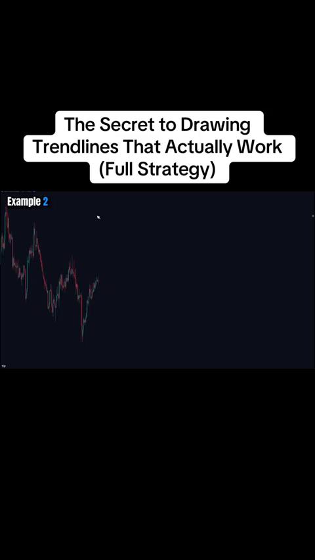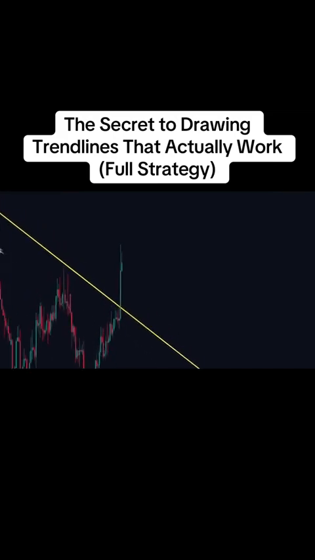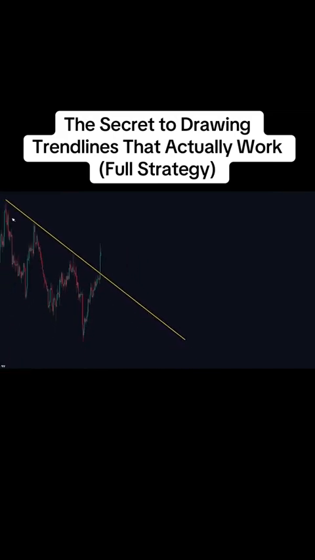Example 2, downtrend. Now look at this downtrend. Clear structure with lower highs and lower lows. We draw our trend line across the swing highs. Price pulls back and touches the trend line again. And right there, we get a bearish pin bar. That's a strong rejection. The wick shows that buyers tried to push higher, but failed. Sellers took control again.